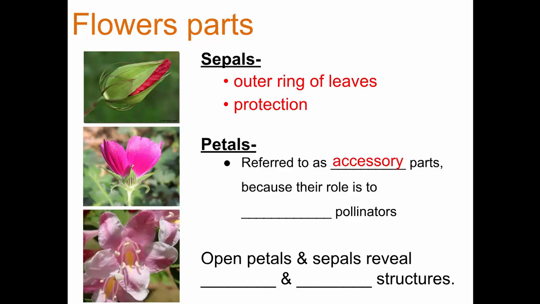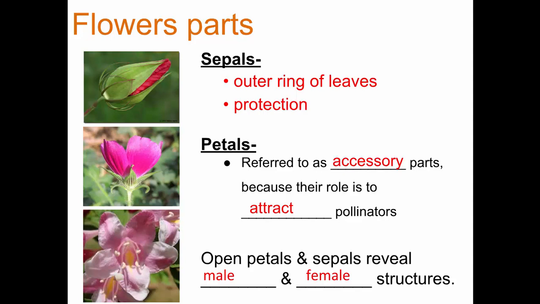Often their role, why are flowers brightly colored often? Because often plants use animals to help them spread their pollen from one plant to another. So colorful petals are one way that plants can attract pollinators to them. As the petals open up and the sepals open up, that exposes the reproductive structures, male and female.